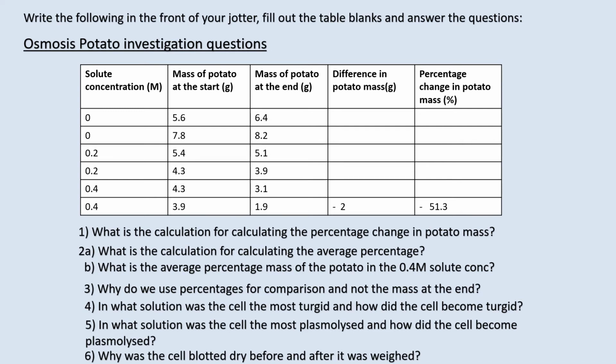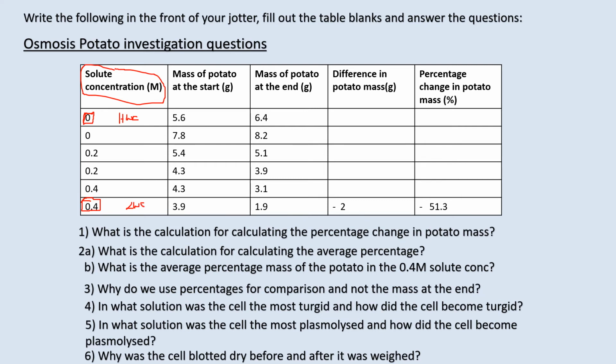So we have our different headings of our table. Our first heading is solute concentration in molar. Now we know from the past video tutorial that if it's got 0 solute concentration, then it's going to have a high water concentration. If it's got 0.4 solute concentration in molar, then it's going to have a low water concentration.